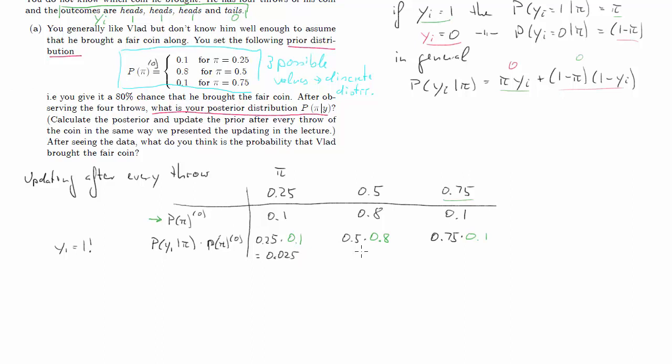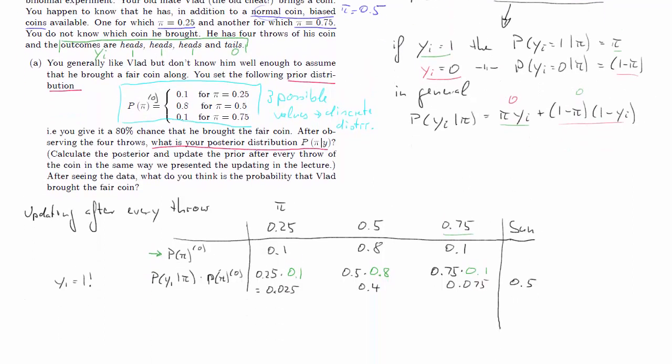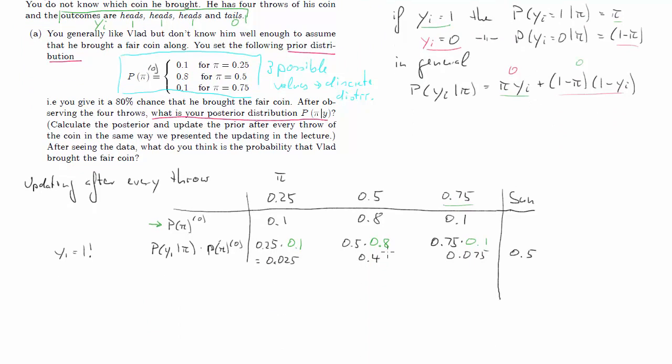So for each possible value of pi, we combine our likelihood with the prior. And then we get values calculated here. And now it will be useful to use another column where we sum up all these values. As it turns out, all these values are 0.5 summed up together.